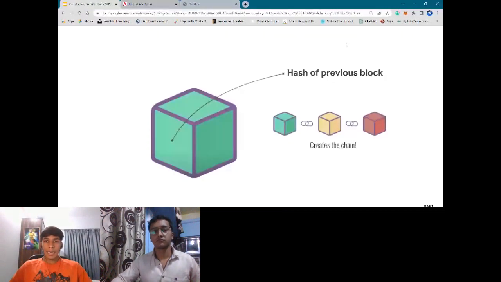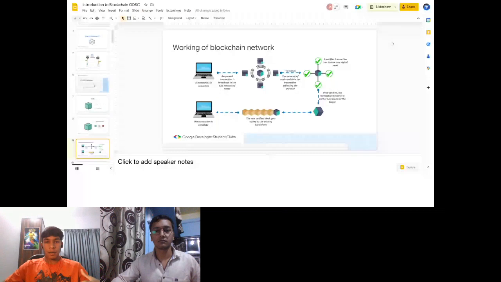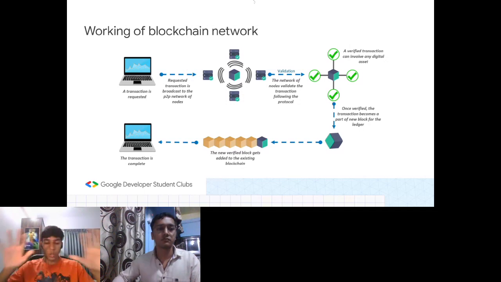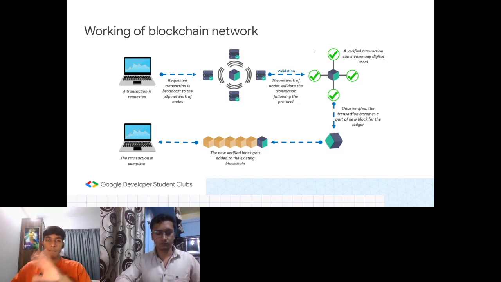So let us move ahead and try to understand how this whole process of a blockchain is happening in our real world. Let us try to look at it. So the first step is the transaction is requested. I press that send button, send 100 rupees, send one Ethereum, send one Bitcoin. And what happens is it is broadcasted to all the other nodes, so they know that I did a transaction, and it is broadcasted to every single node.